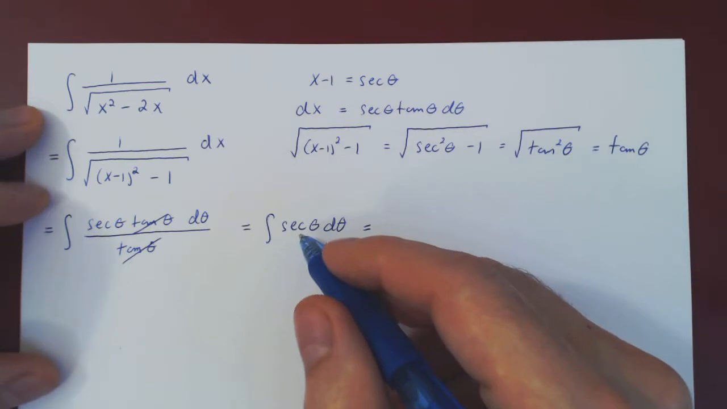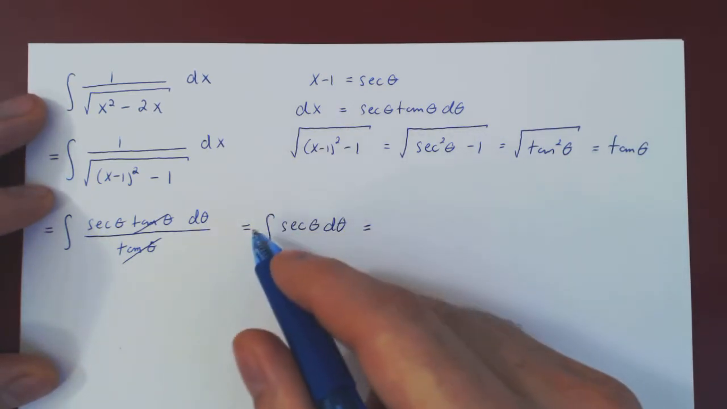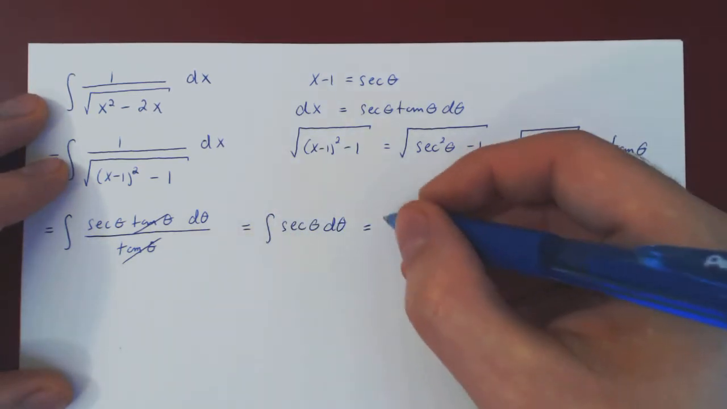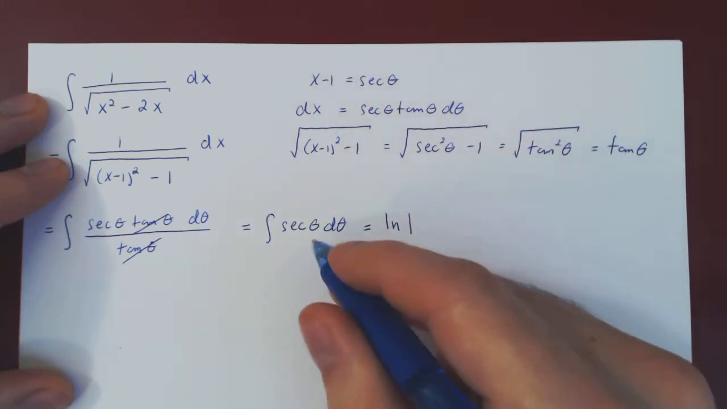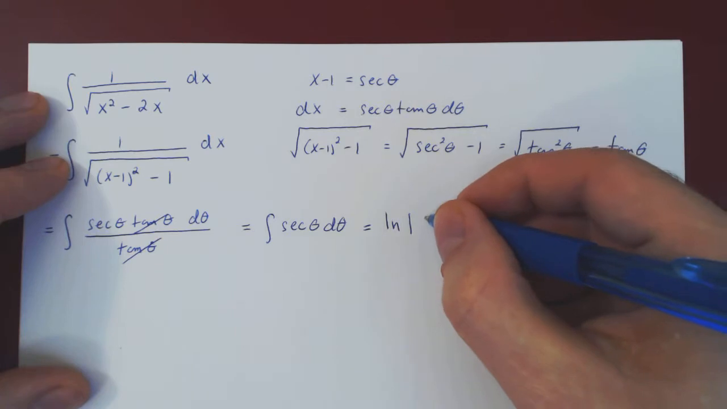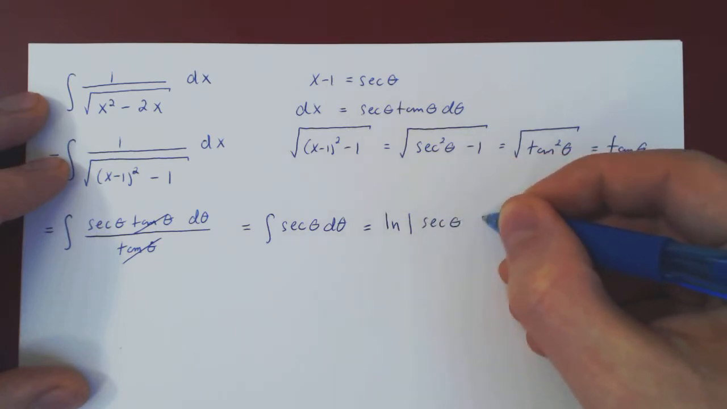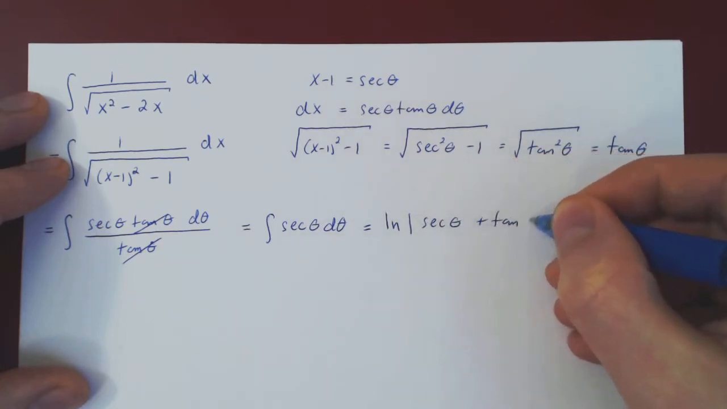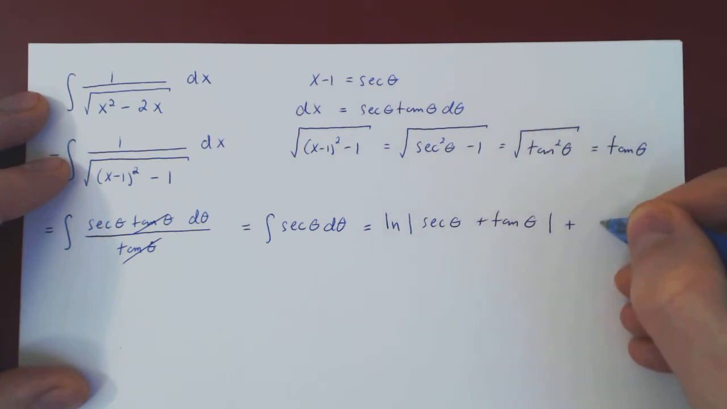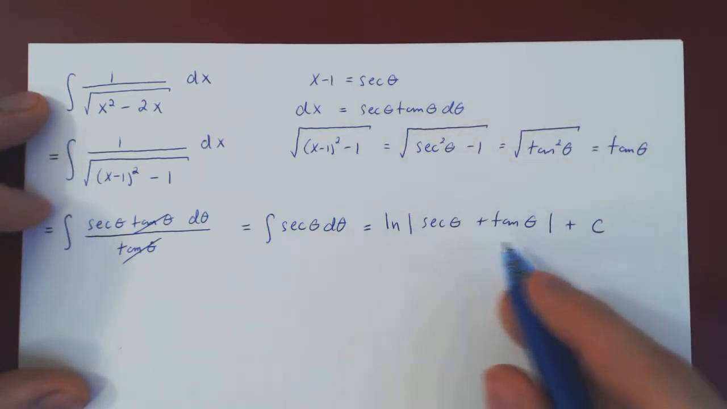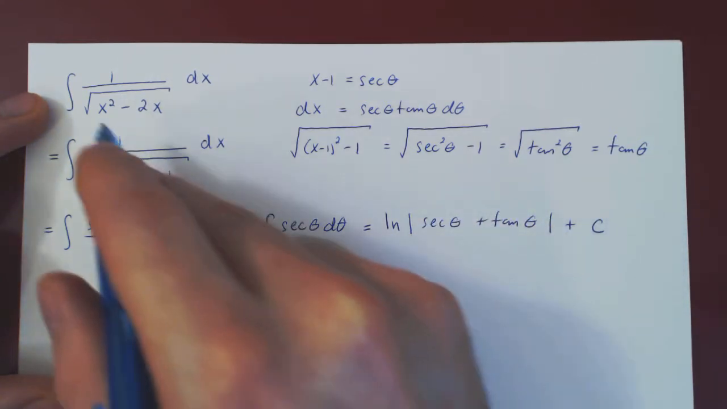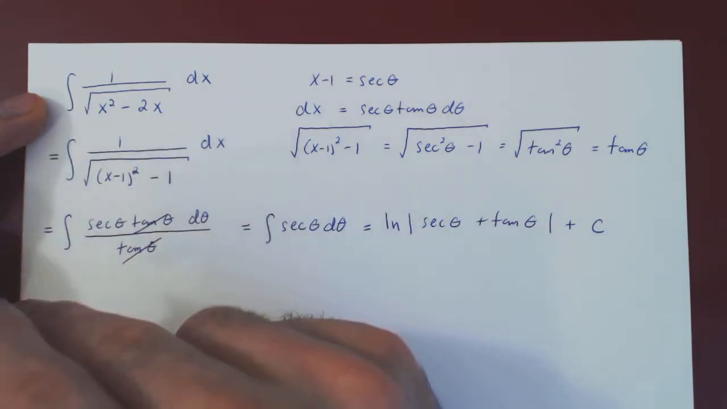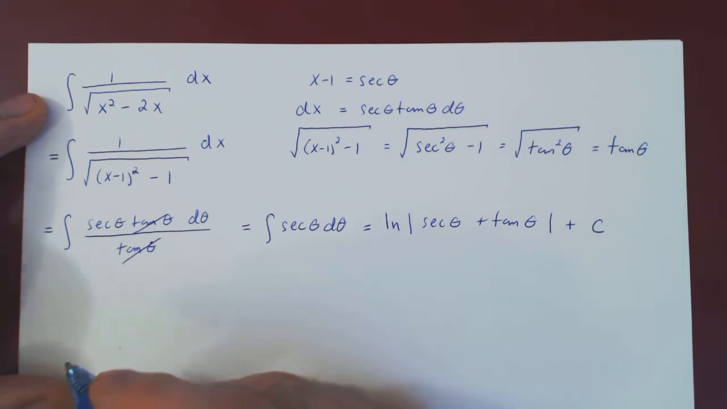Now if you recall, this is one of our special trigonometric integrals, and you should remember that this is the ln in absolute value of secant plus tangent. And so now we're done with the integration problem, but it remains to convert our answer back to a function of the original variable, which here is x.